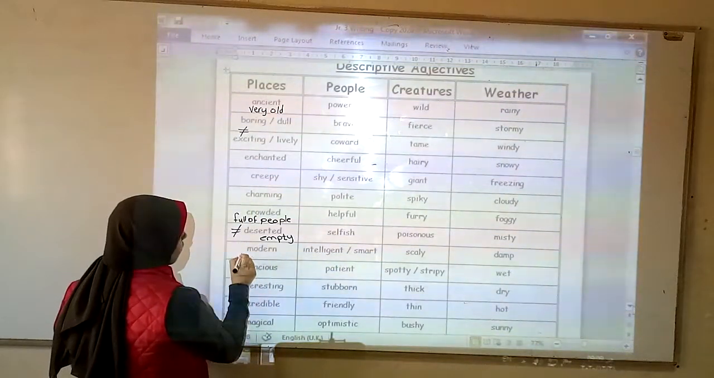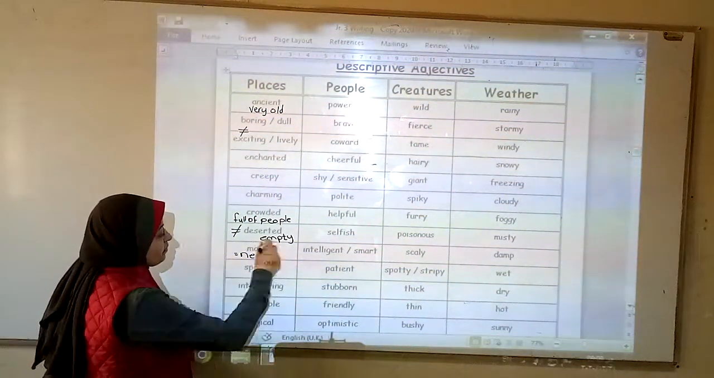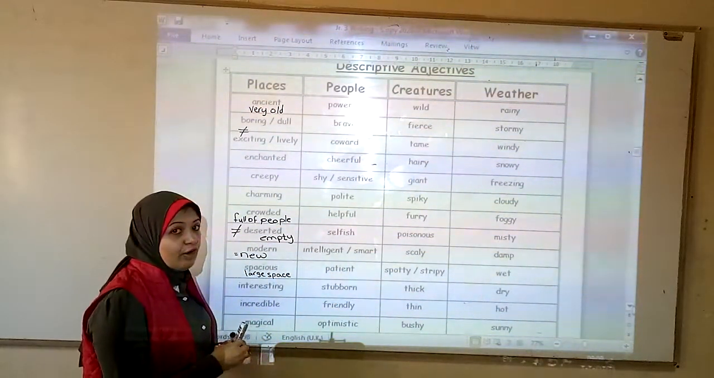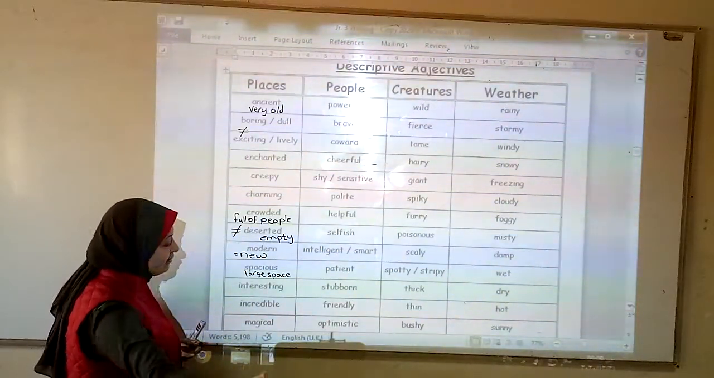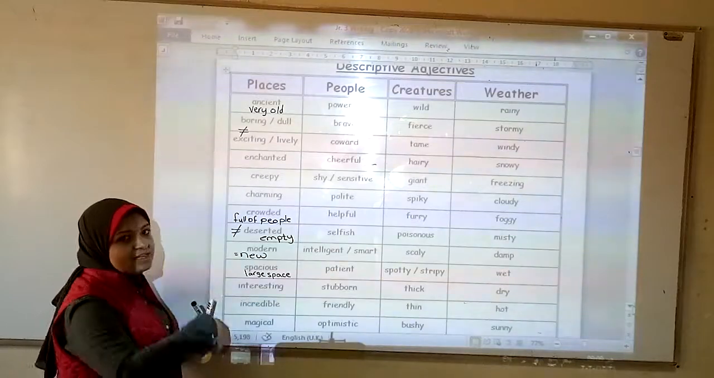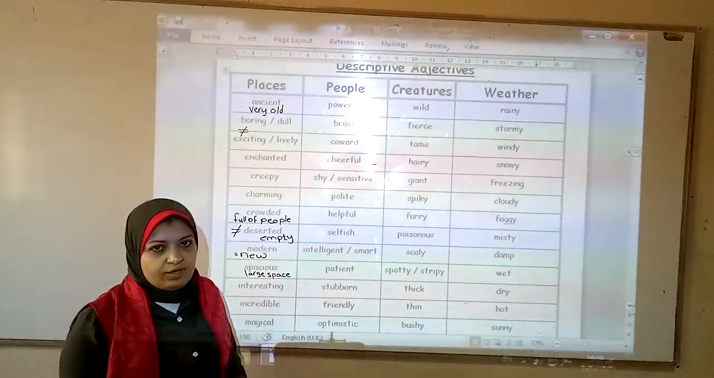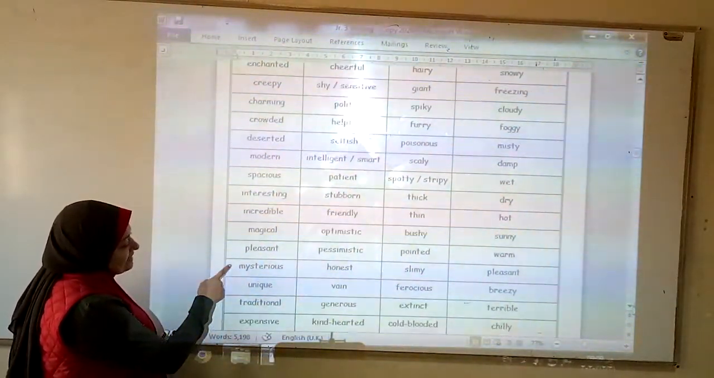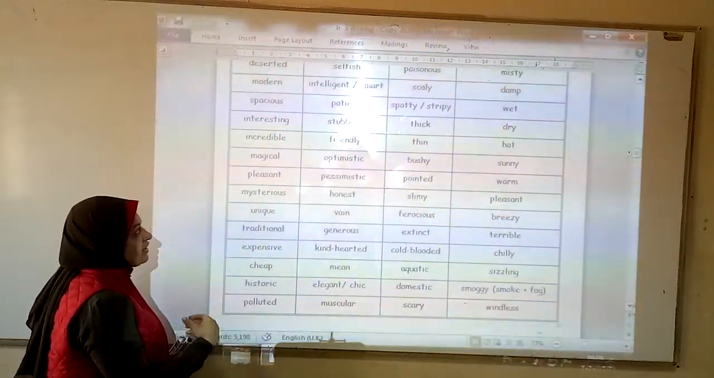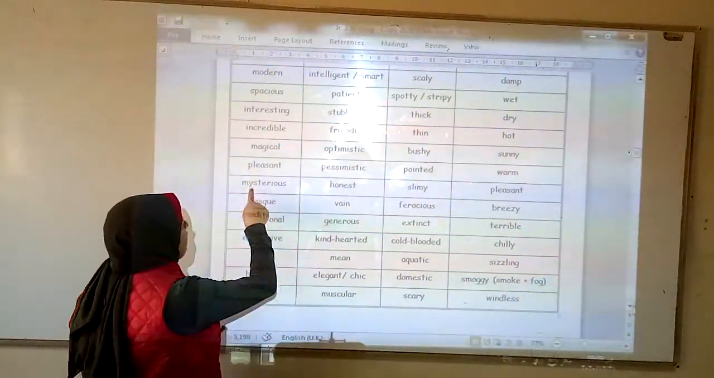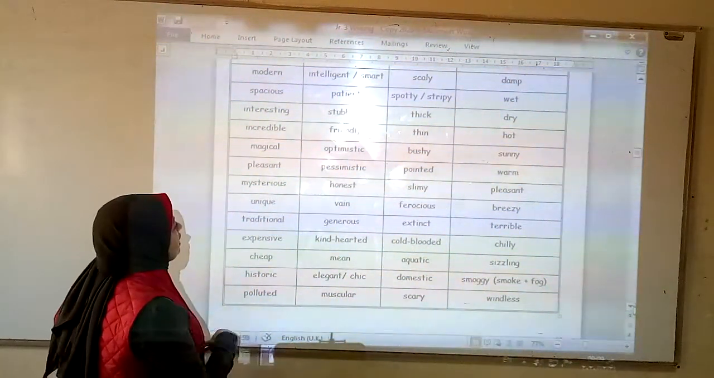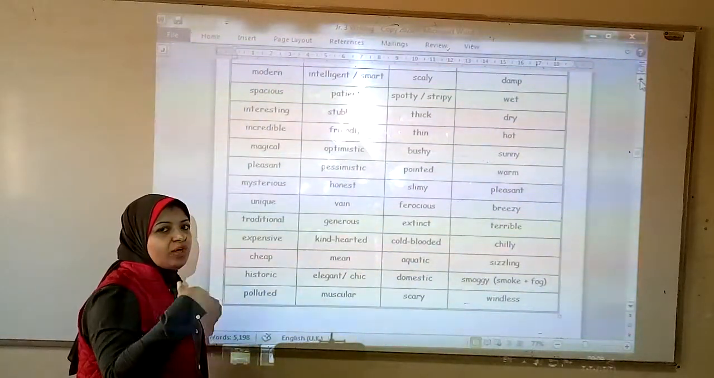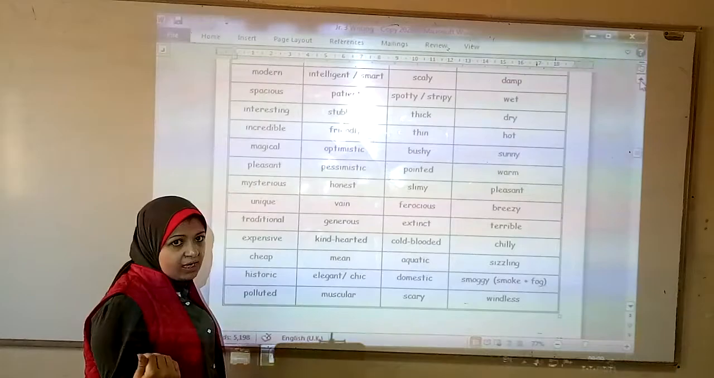Modern is the opposite of ancient. Modern means new. Spacious, large. Space, as I told you about the forest. Interesting, incredible, something wonderful, magical, something that you feel that you are enchanted when you are looking at it. It's magical. Pleasant, something that makes you feel happy. Mysterious, you don't know how to solve it. Unique, something special, one of a kind. Traditional, something that we are doing because old people were doing it before us.